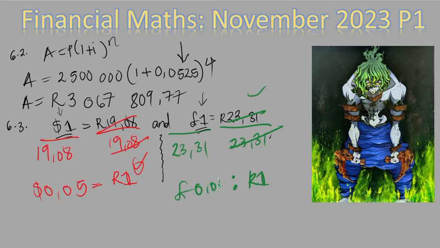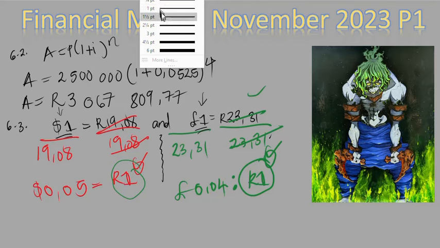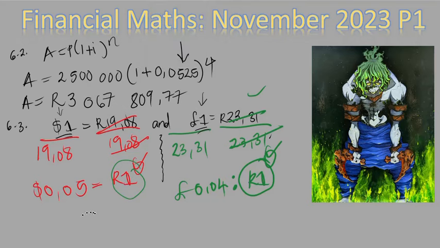0,04, rounded off to 2 decimal places. Now that I have this thing being 1 rand and this thing being 1 rand, I can clearly say this 1 rand is equal to this 1 rand. 1 rand is 1 rand, right? However, in the situation on the right, 1 rand is equivalent to 0,05. And then in this situation, 1 rand is equal to 0,04.